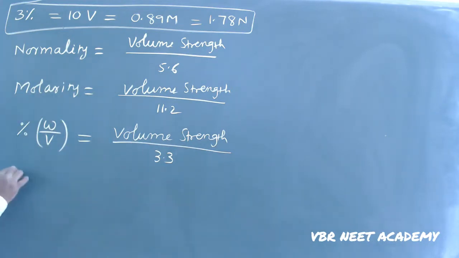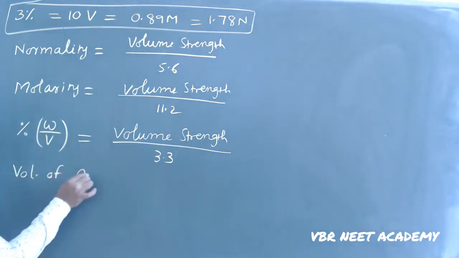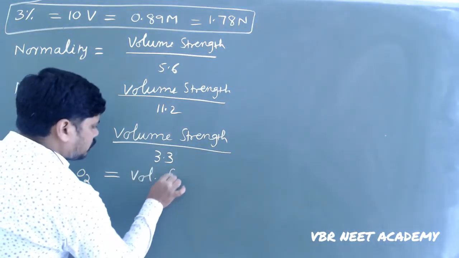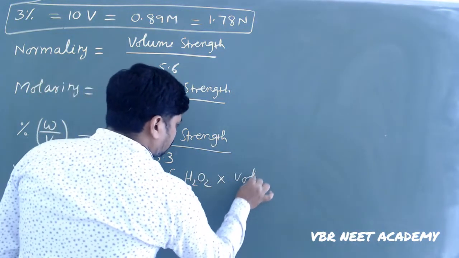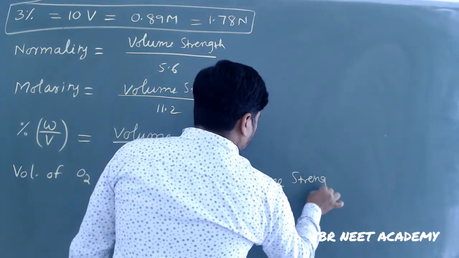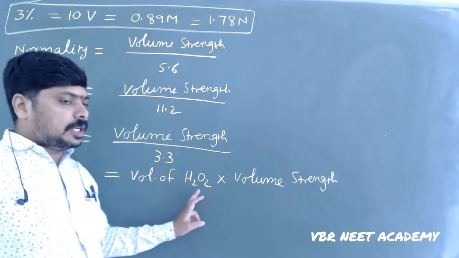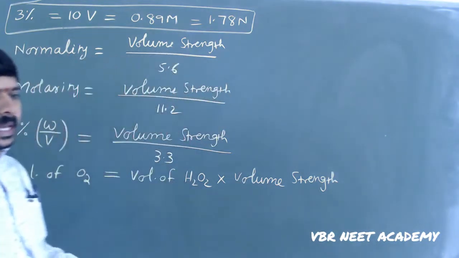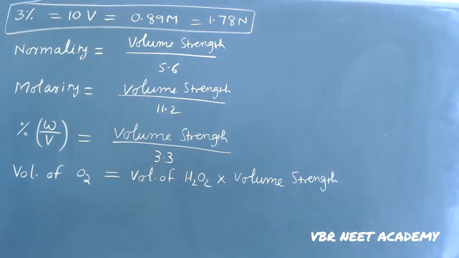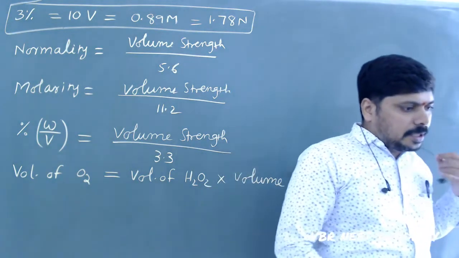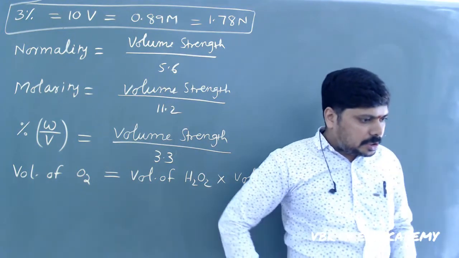And if they are asking for the volume of oxygen liberated or released, it is equal to the volume strength of H2O2 times the volume of H2O2 you have taken. So if they are asking how many ml of O2 is released, we take the volume of H2O2 and multiply it with the volume strength, then we can calculate the volume of oxygen liberated. So these are all the things we can use for volume strength based questions, and we can answer all such questions based on this.